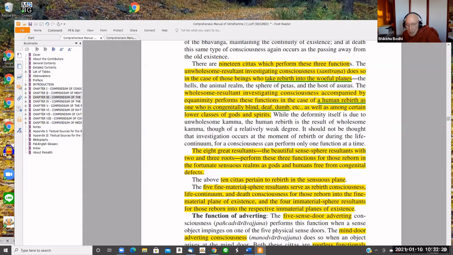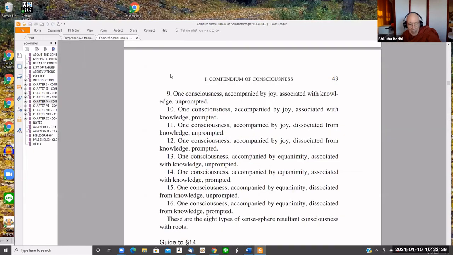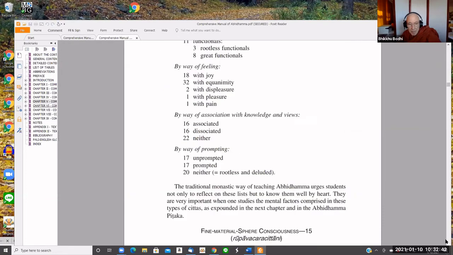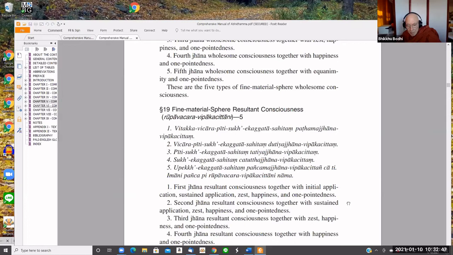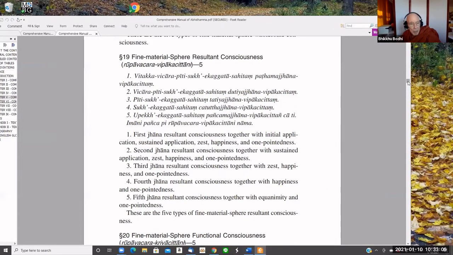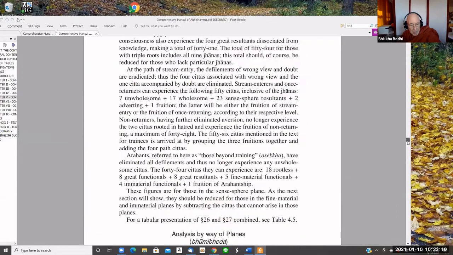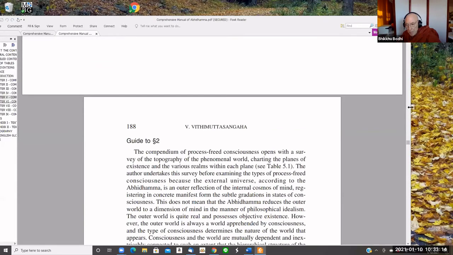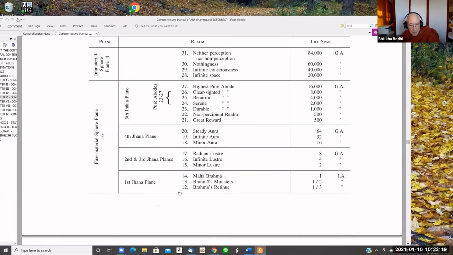Okay, then, for rebirth in the fine material plane of existence, we have the five fine material sphere resultants that take on that function. We went through them yesterday. Those are the five resultant cittas corresponding to the five jhana attainments. And so with those types of rebirth consciousness, one will take rebirth depending on one's type of rebirth consciousness. One will be reborn in the first jhana plane, the second, third jhana plane, the fourth jhana plane, or the fifth jhana plane.